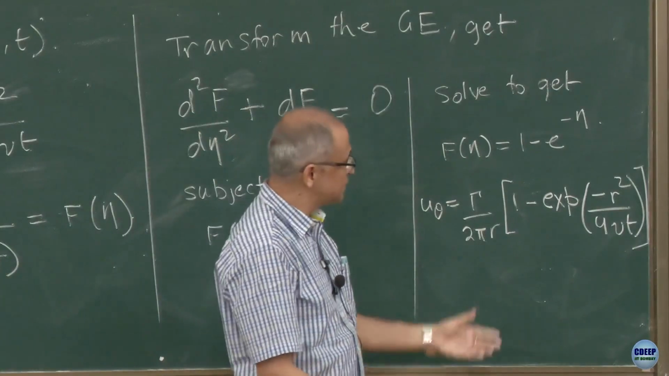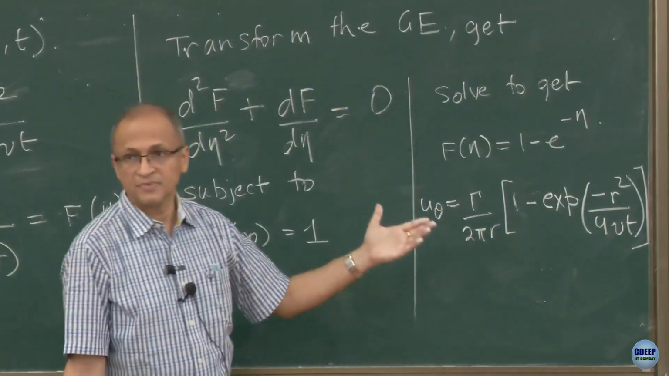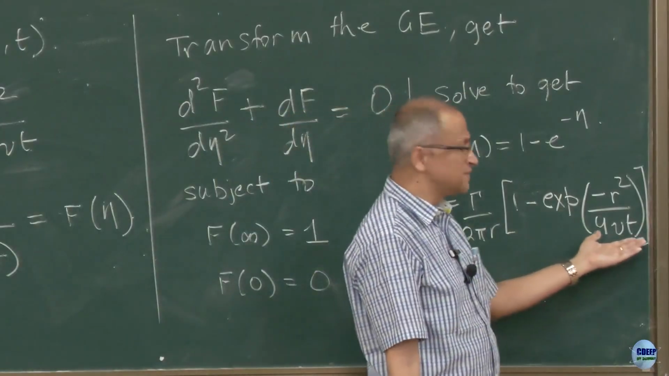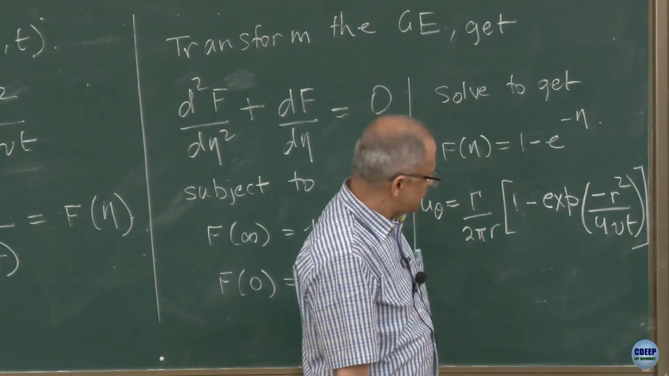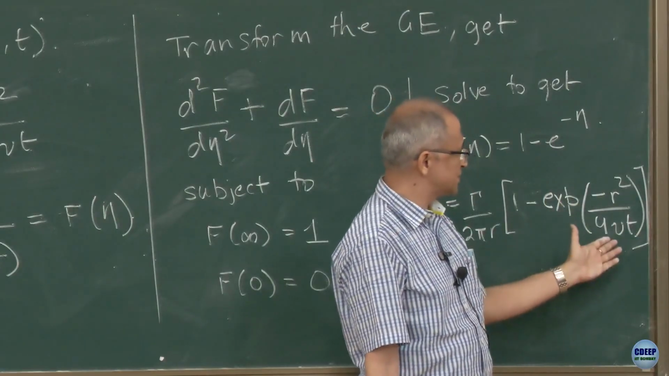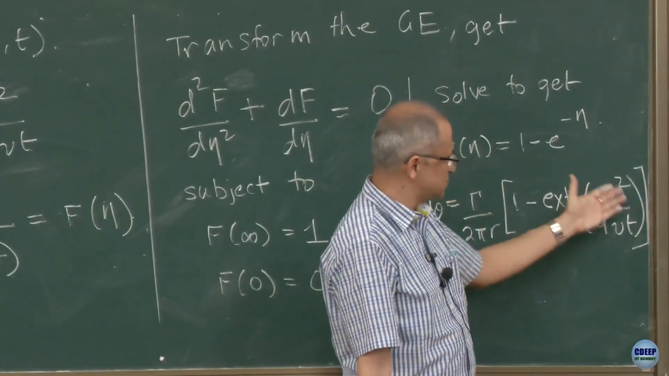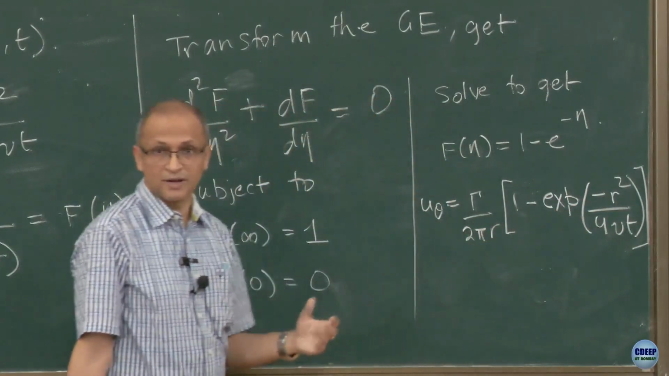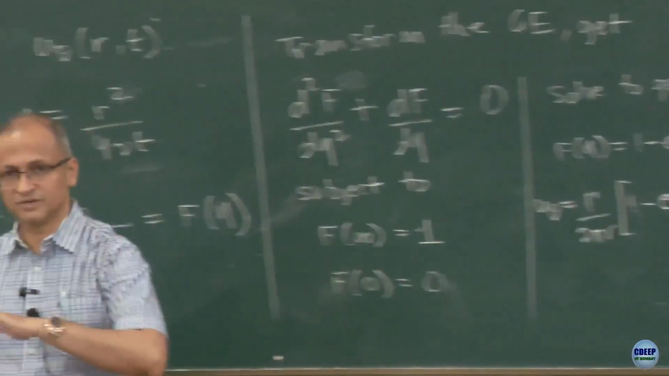So now what does it mean? This is a solution that you have. This is how the velocity decays with time. At very large time, what is going to happen? When t becomes very large, this term is going to become 0, right? So when t becomes very large, this term becomes 0, so essentially the exponential term becomes 1, and then 1 minus 1 is 0. So essentially we get velocity becoming 0 everywhere, which is what we expect to get.